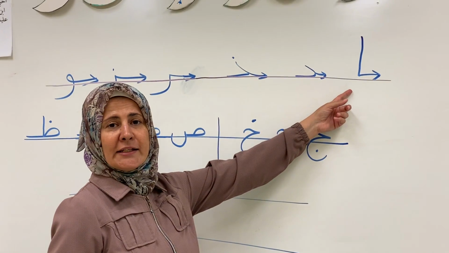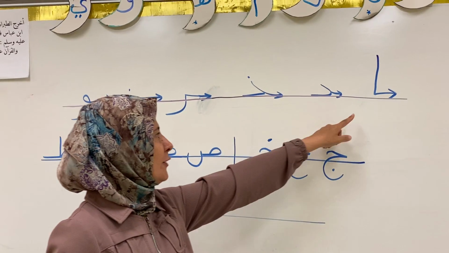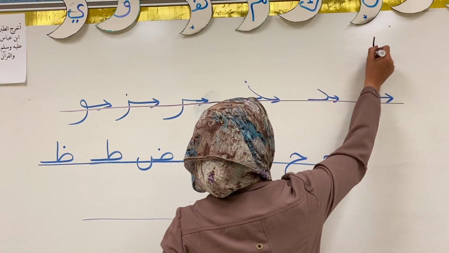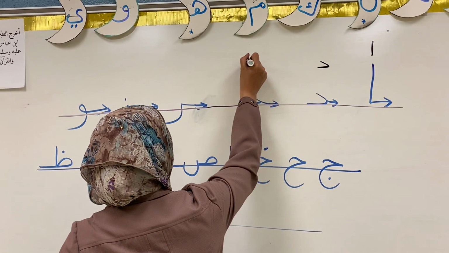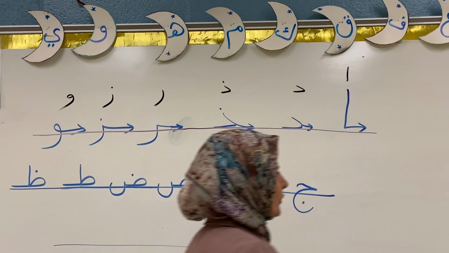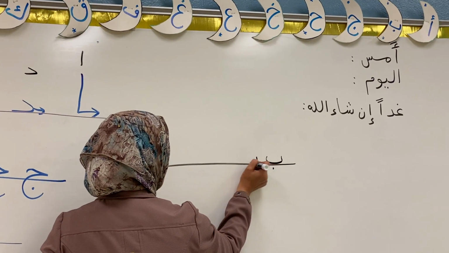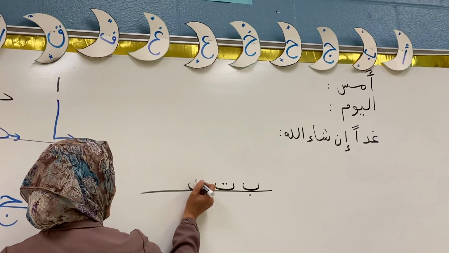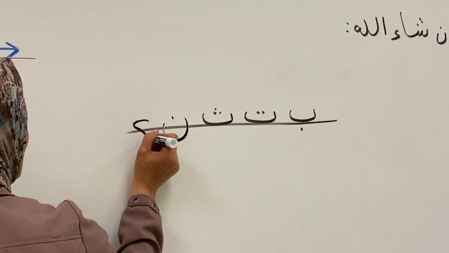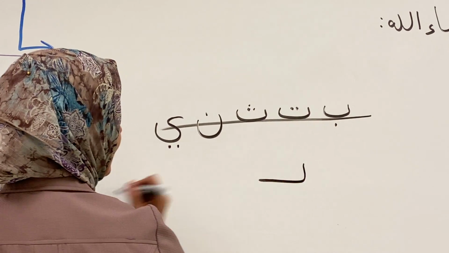We learned that those 6 letters, you cannot connect them except from one side, which are the alif, dal, ra, zain and waw. And yesterday we learned together ba, ta, tha, we bite our tongue, tha, noon and ya. And we learned why we chose those, because this is the way we connect them.